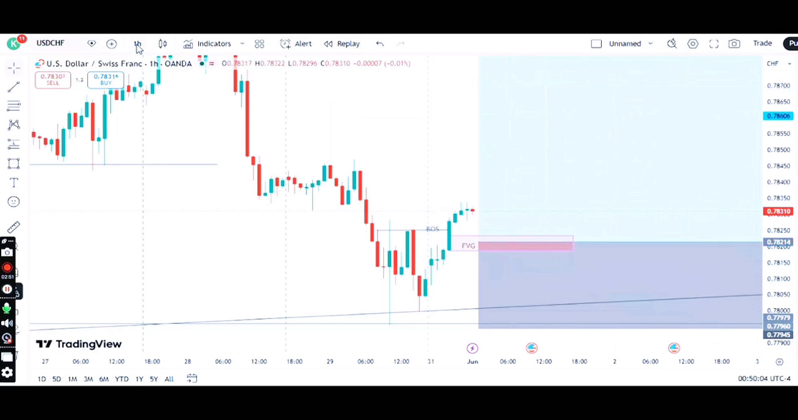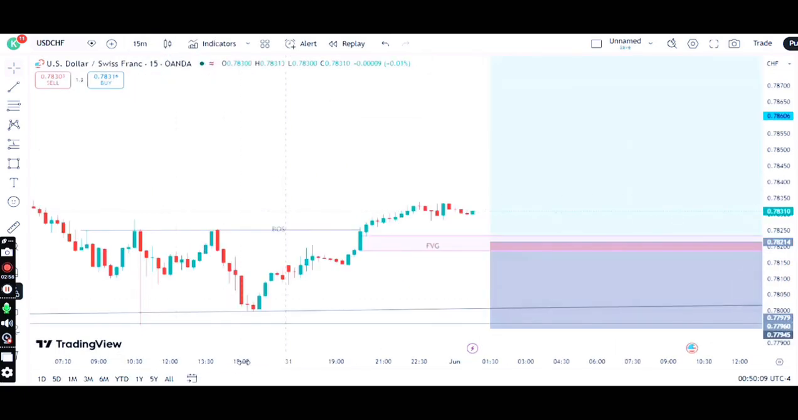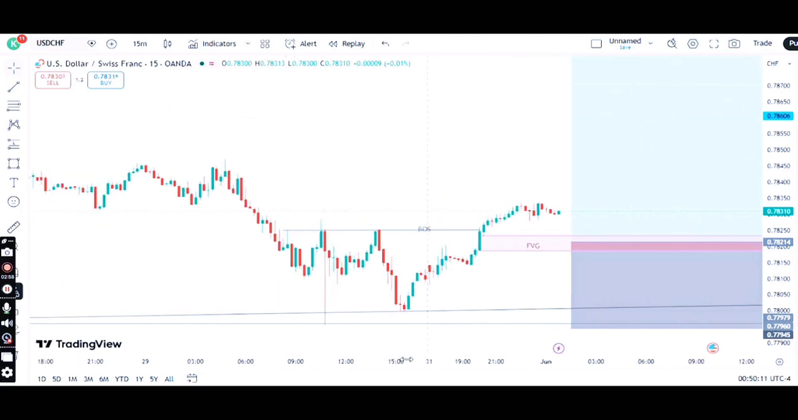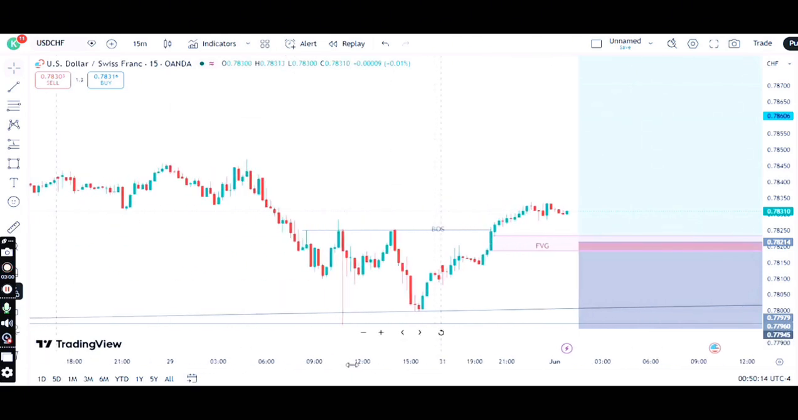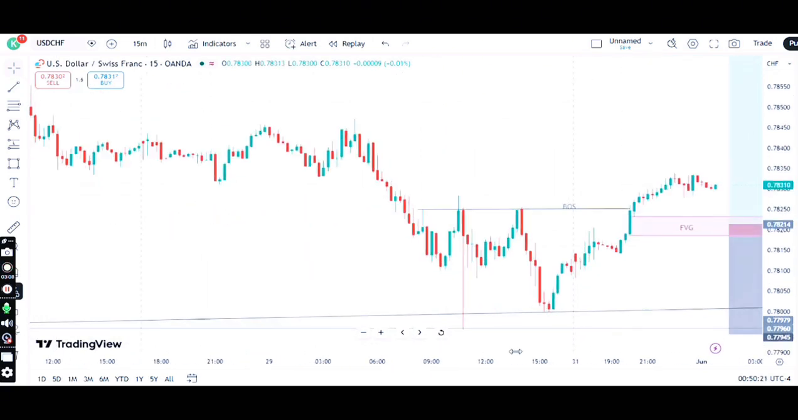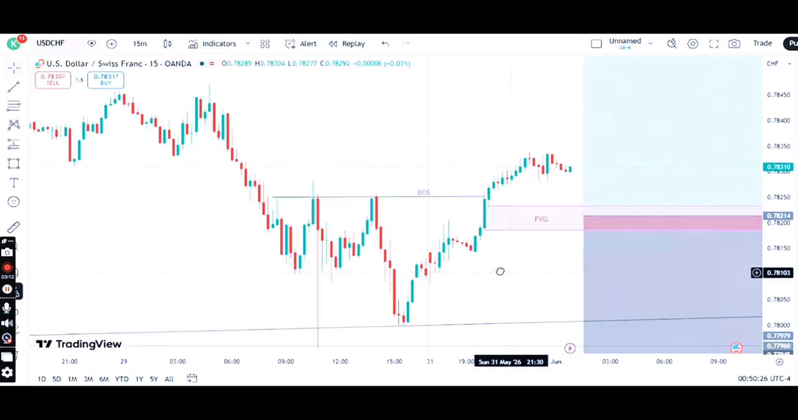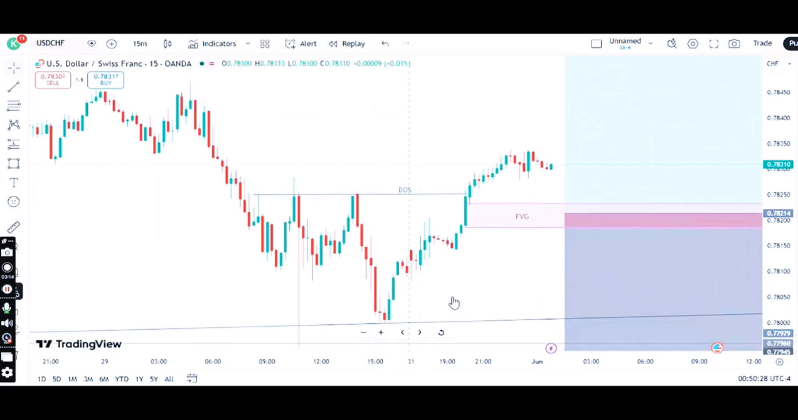So let's go down to 15 minutes time frame, which is the time that we are going to take the trade. So this is how it looks like in 15 minutes time frame. Let me just make it this way and expand it a little bit. It will be easier to see. So from 15 minutes time frame, you can see the break of structure that happened, and then this is the fair value gap that was created very close to the break of structure.